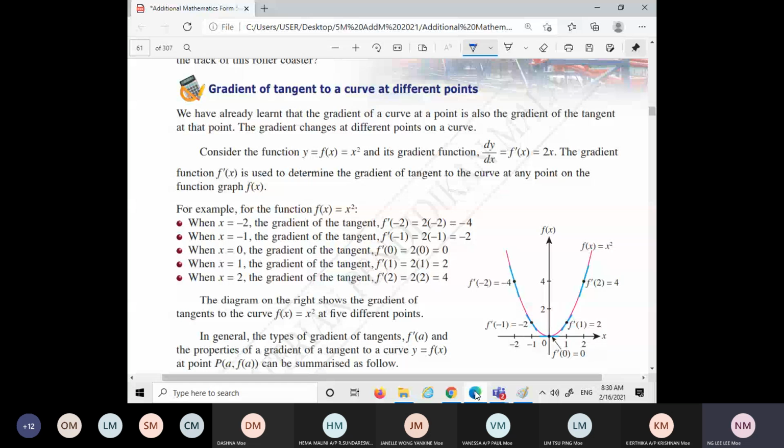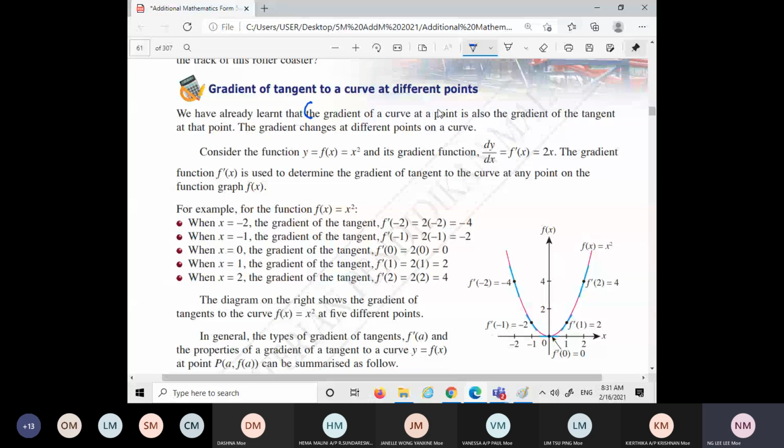Okay, very good. If you look at your textbook, page 51, you all know already, actually, we start with this dy dx, the differentiation, because of the gradient of the tangent. So we go through this part. We have already learned that the gradient of a curve at a point is also the gradient of the tangent at the point. These two things are the same.